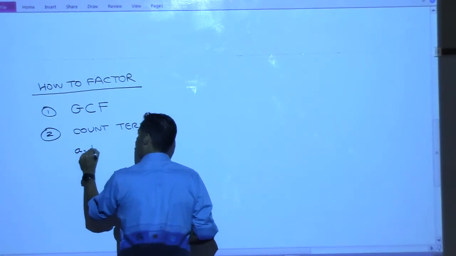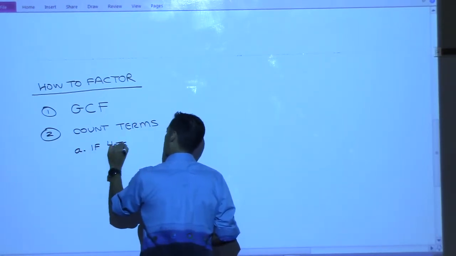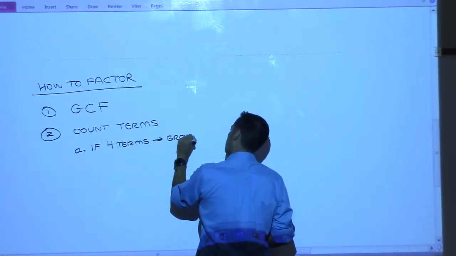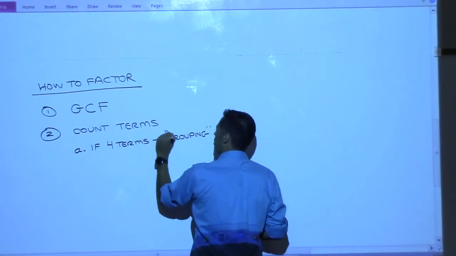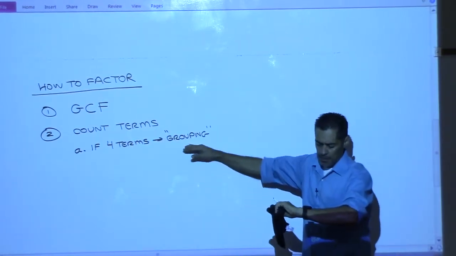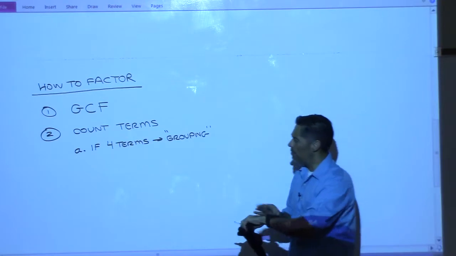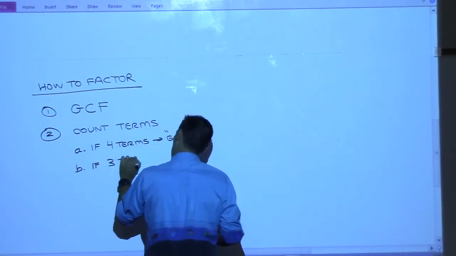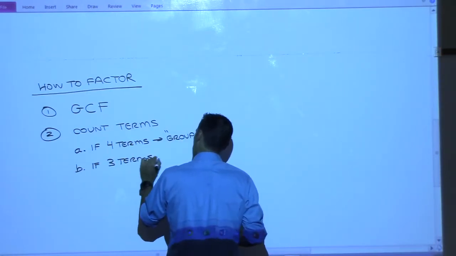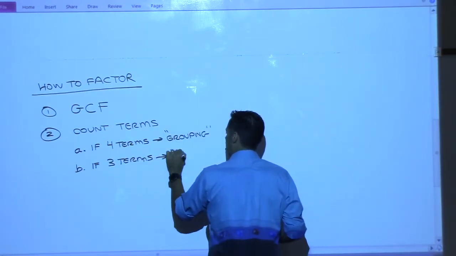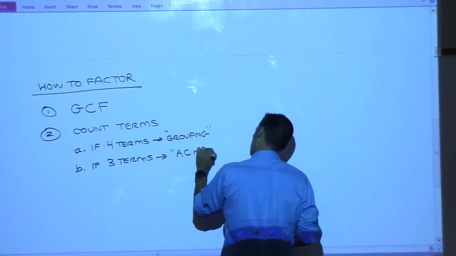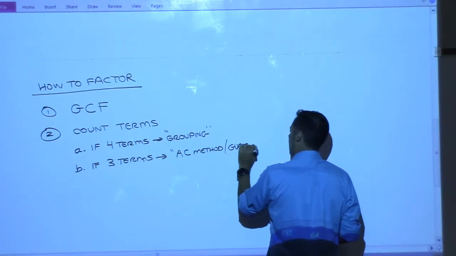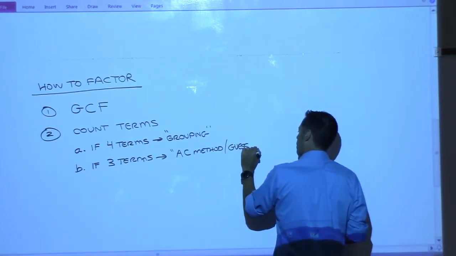Part A. If there are 4 terms, we will do grouping. That's the technique. This is the technique that we will use, okay? It's called grouping. If there are 3 terms, we're going to do either what's called the AC method, or some of you might have learned something called guess and check.